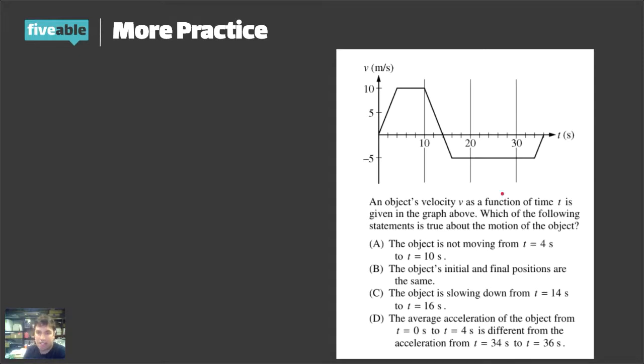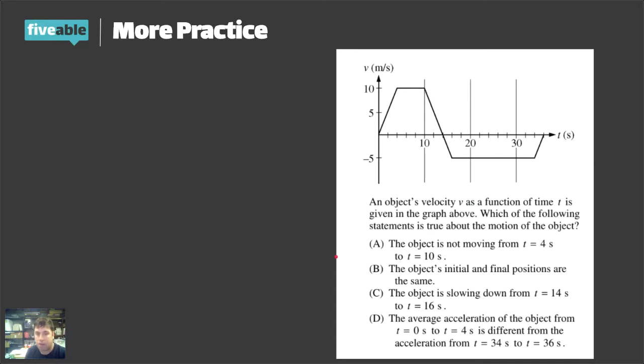So looking at this, from 4 seconds to 10 seconds, that's horizontal. Horizontal on a graph doesn't mean it's not moving. If this was a distance graph, absolutely, that would be not moving. But on a velocity graph, this tells me we're moving at 10 meters per second. So A is not right, simply because it's the wrong type of graph.